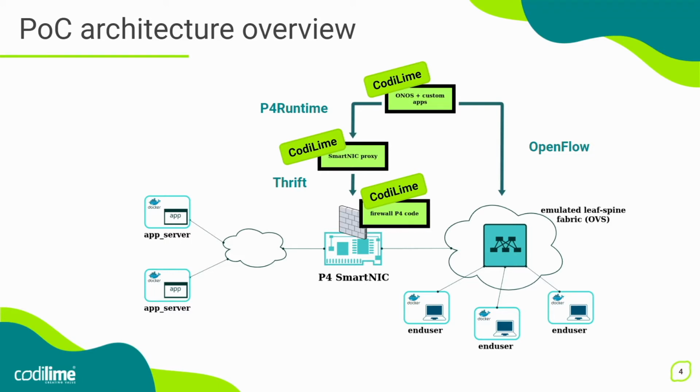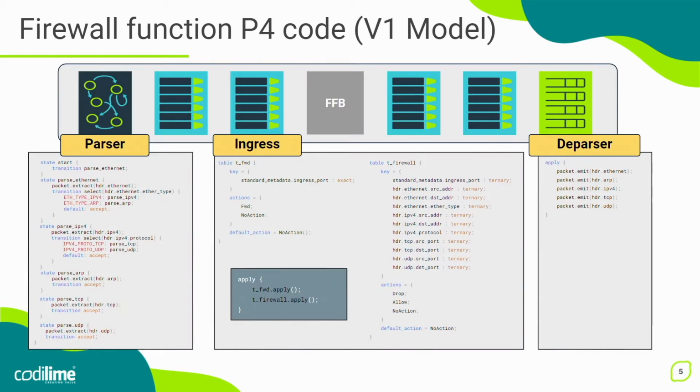Okay, so now let's start going through the different elements of our setup one by one. Let's focus first on the SmartNIC and our P4 program. We implemented a firewall function on the SmartNIC based on the V1 model, which is supported by the Netronome Agilio card. And this implementation is very simple.